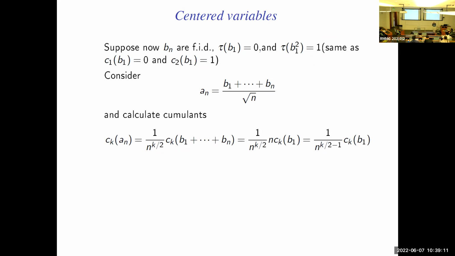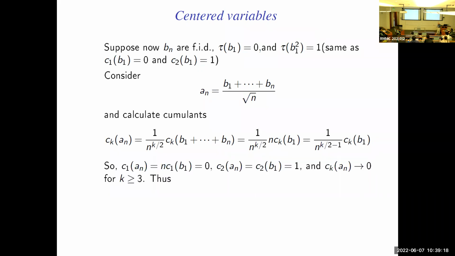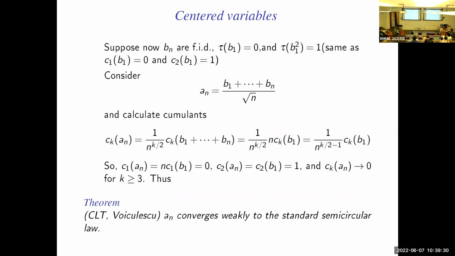Yes, when k is equal to 0, that would like to blow up, but the c_k of b1 is equal to 0. So that one stays equal to 0 all the time. But the second one also stays constant at 1, and the other ones go to 0 as n goes to infinity. And this leads to Voiculescu's central limit theorem. It's also a weak, very weak central limit theorem, but it's a central limit theorem. It tells you that a_n converges weakly to the standard semicircular law. So that's why this is called the free Gaussian sometimes.